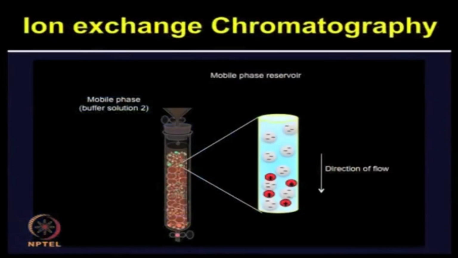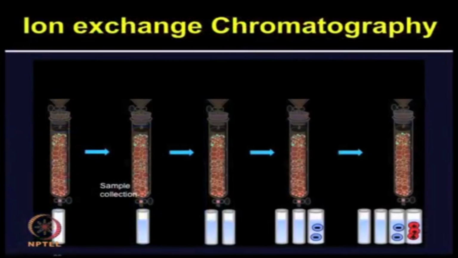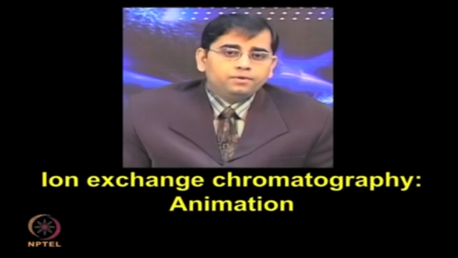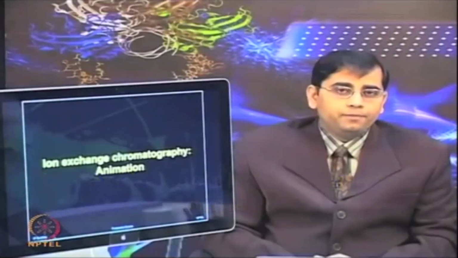Now, the buffer solution is changed so that the net charge of the protein of interest can be modified and it no longer binds to the ion exchange resin. Therefore, the bound protein can be eluted out as shown in this slide. If you have a negatively charged protein, it gets eluted first and will be present in the initial fractions, while the positively charged protein that bound to the column will be eluted in the latter fractions, or it will be vice versa. So, let me describe how ion exchange chromatography works step by step in the following animation.